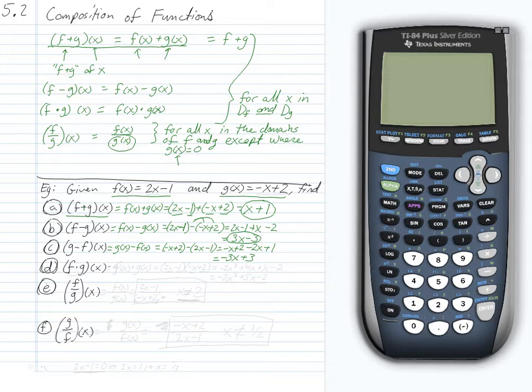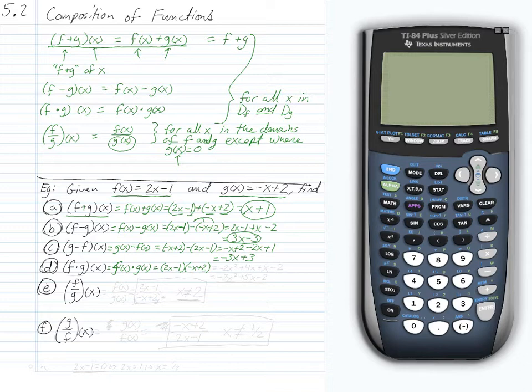Alright, now for something a little bit more interesting, f times g of x. That means we're going to take f of x, we'll do that one first, and multiply it by g of x. So we're taking the 2x minus 1, and we're multiplying it by negative x plus 2. And so what do we need to do at this point? Well, both of these functions are binomial in form, so we're going to need to FOIL these out.